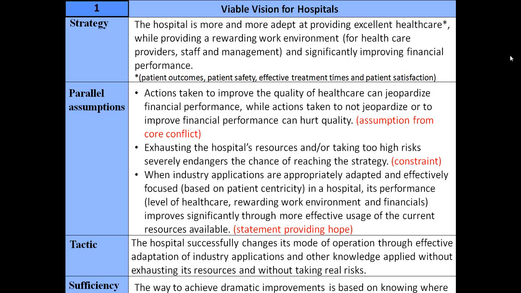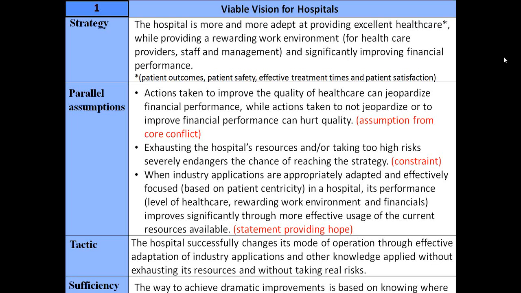The hospital is more and more adept at providing excellent health care, while providing a rewarding work environment for healthcare providers, staff, and management, and significantly improving financial performance. See here, the way we wrote the strategy was actually focusing on A, B, and C, or in other words, think about satisfying the market, satisfying employees, and making money. All 3 of them are here, but worded in a way that specifically makes sense for hospitals.